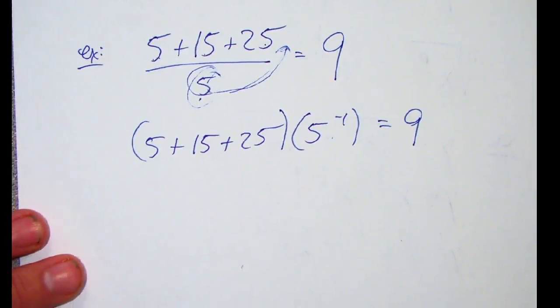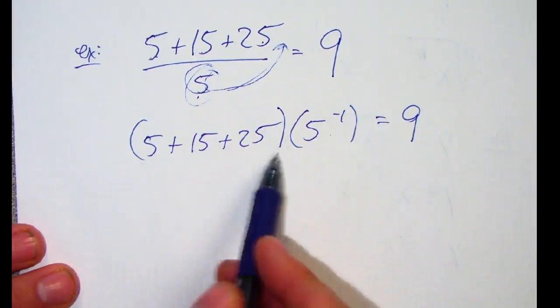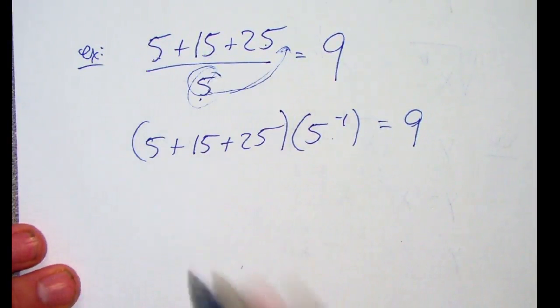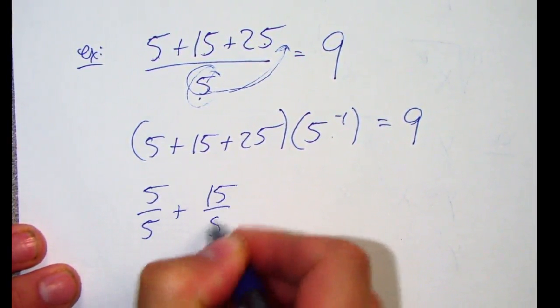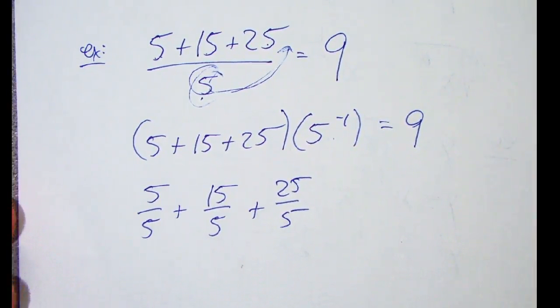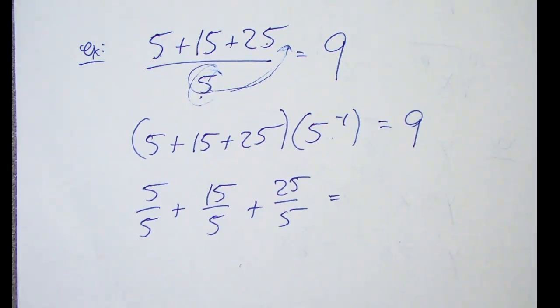I also could, as long as you realize that you're multiplying by everything in there, since all those things are being divided by 5, separate out 3 fractions. I'm adding fractions but backwards. I'm unpacking it into 3 separate fractions. Does that also equal 9?